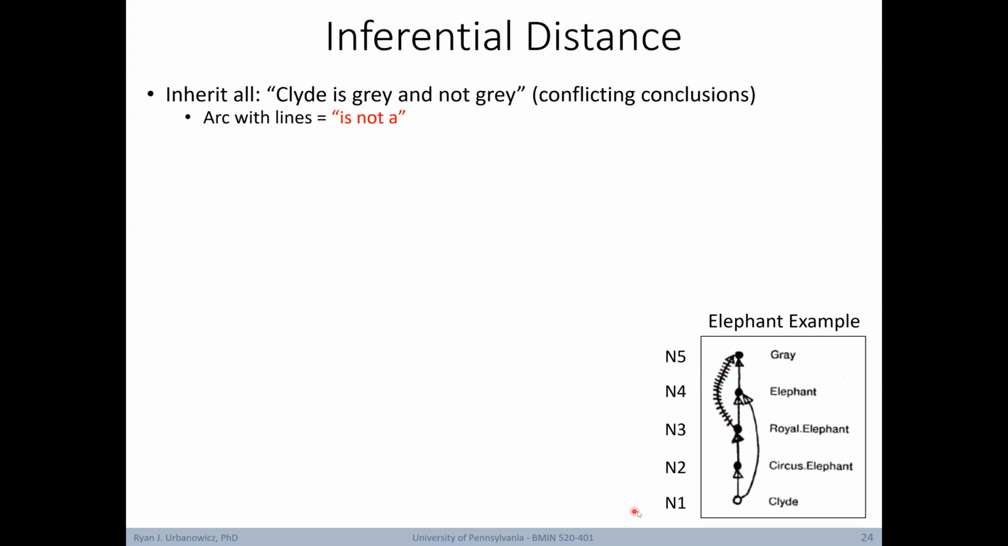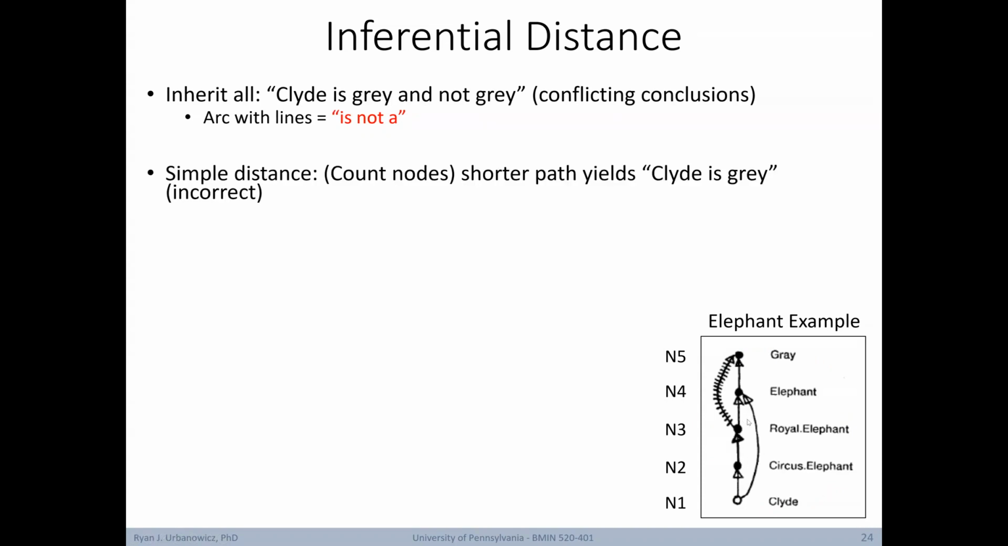The ends on the left represent the levels of this hierarchy. In this example, if we assume that Clyde inherits everything above it, Clyde will be defined as both gray and not gray at the same time, which of course is a conflict. We can try and resolve inheritance through simple distance first. In other words, the shortest path between Clyde and the property gray. In this case, Clyde is most closely connected to elephant, which would then inherit the color gray. This would be incorrect in this situation.